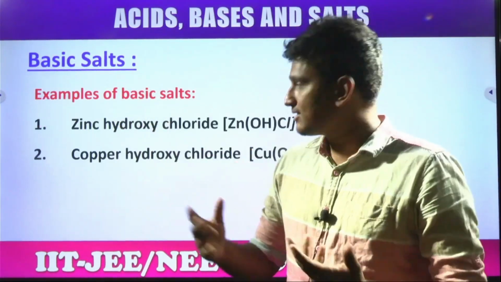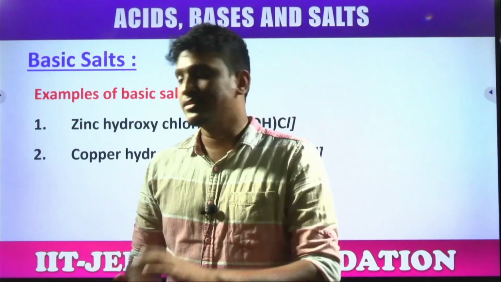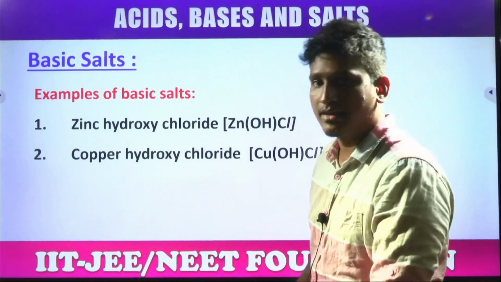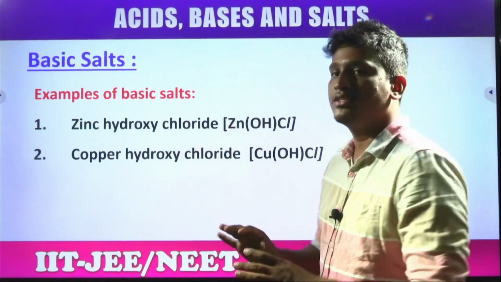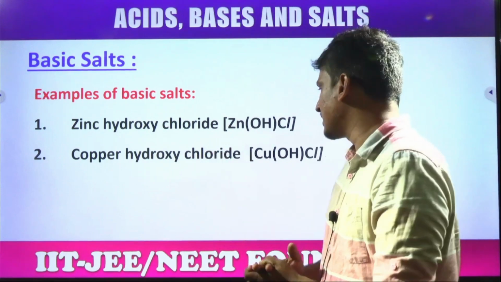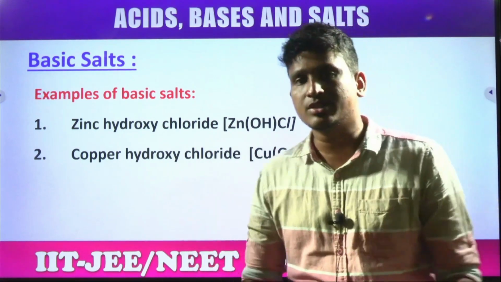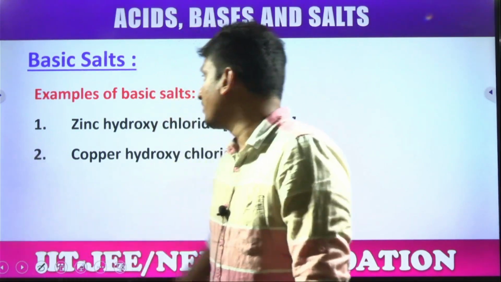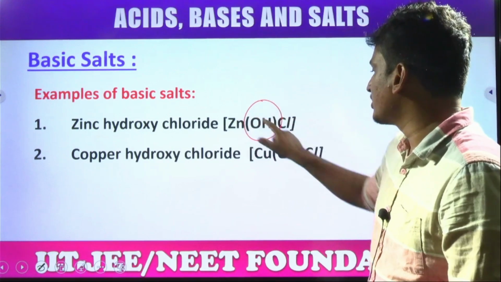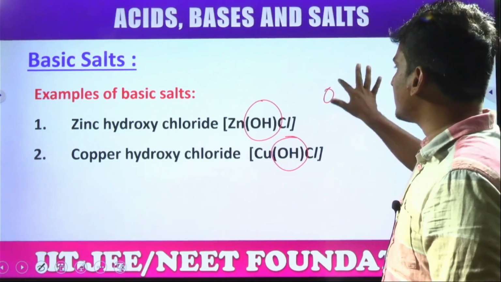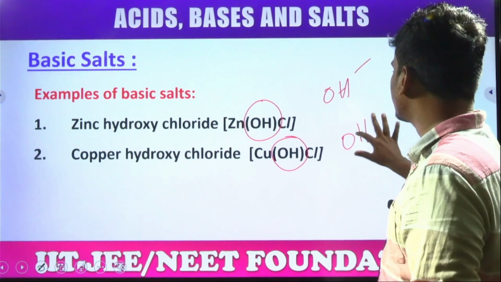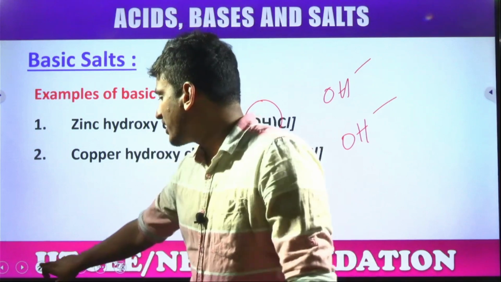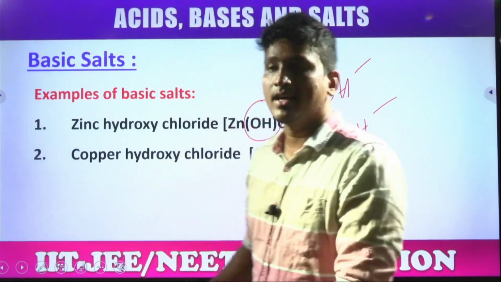Next, basic salts, the same concept, partial ionization of the bases. We can expect replaceable OH minus ions in this particular formula: zinc hydroxychloride, ZnOHCl, copper hydroxychloride, CuOHCl, or magnesium hydroxychloride, MgOHCl. So what is the common thing in all these basic salts? The common thing is OH. Yes or no? It will be released as OH minus ions, which is basic in nature. It is a salt, but still contains replaceable OH minus ions. That's why these are called basic salts.